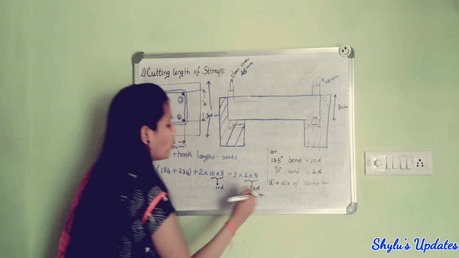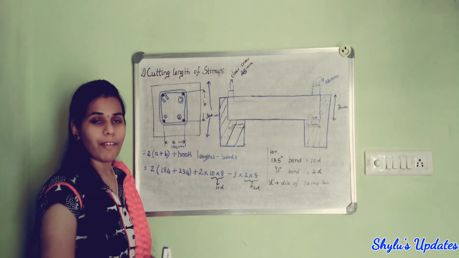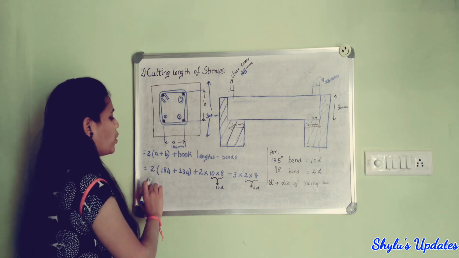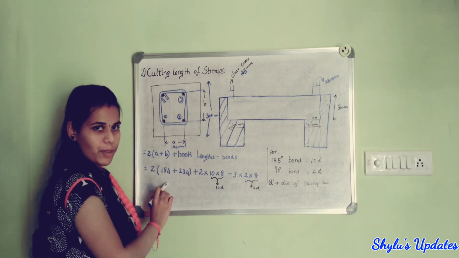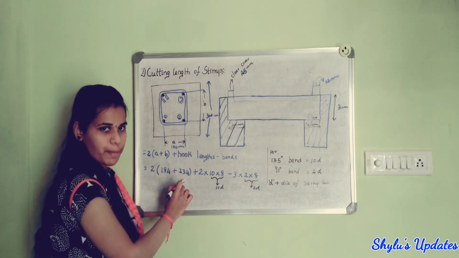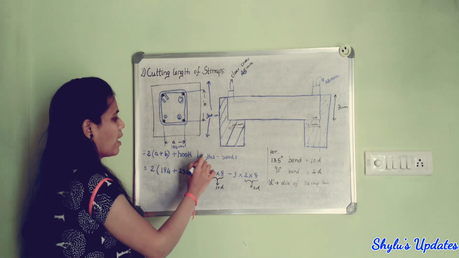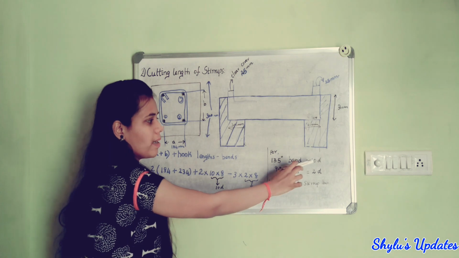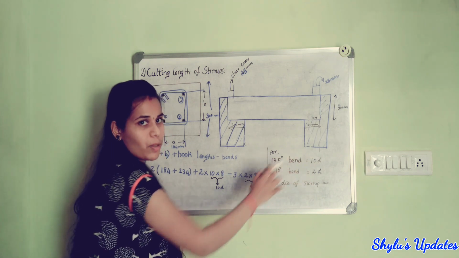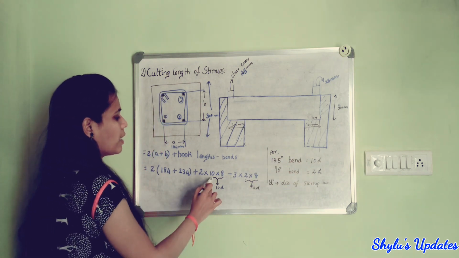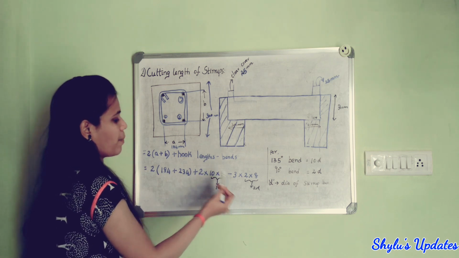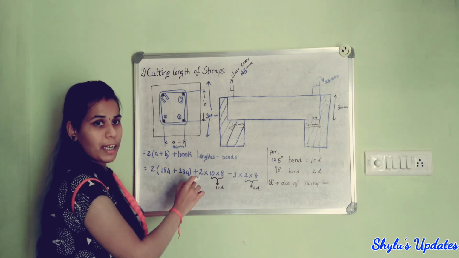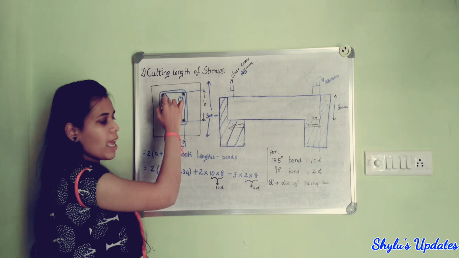So don't confuse this, okay. I will explain once again. 2 into this A value we have to substitute here. B value also we have to substitute here. Hook length: hook is bent at 135 degree angle. For 135 degree bend, we have to take it as 10 into diameter of stirrup. So 10 into diameter of stirrup. So here, why have I written 2? Because 2 numbers of hooks.